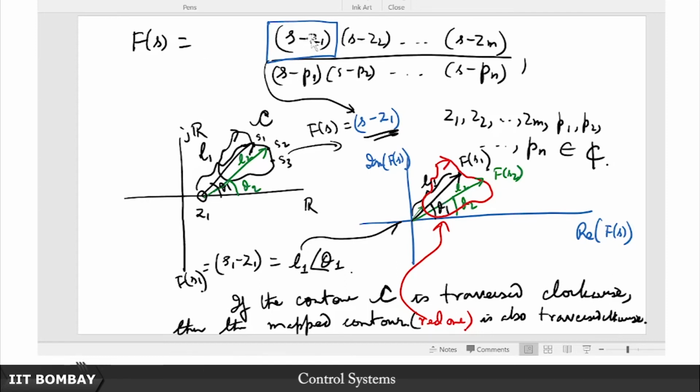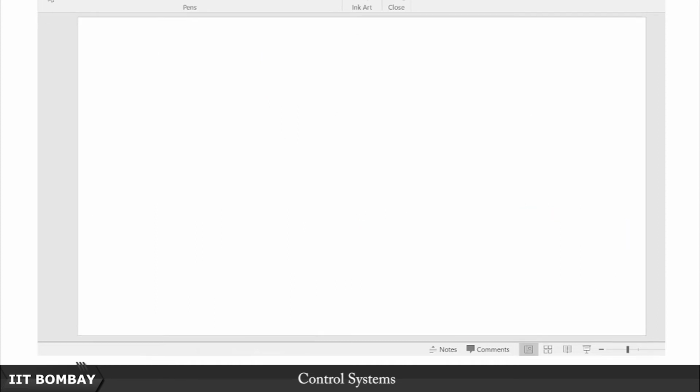Now having studied one of these factors, let us now study one of these other factors, that is these poles. What is the effect of this pole here? Again we will have two cases, one where the contour does not include the pole inside, the other where the contour includes the pole inside, and we will see what sort of a difference it leads to.